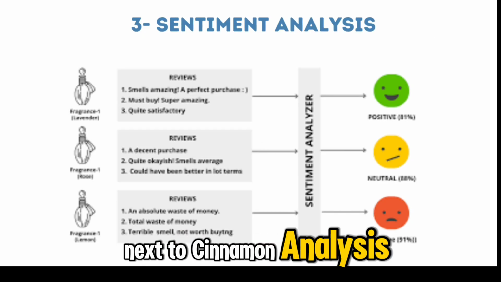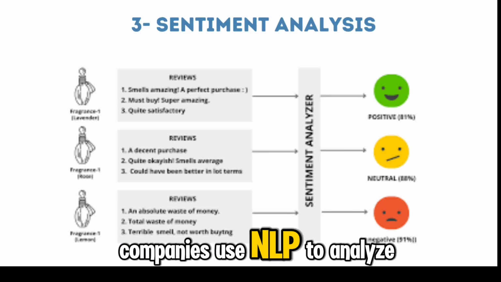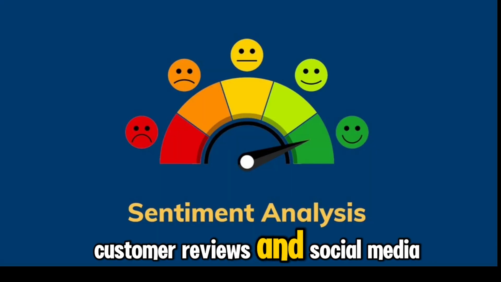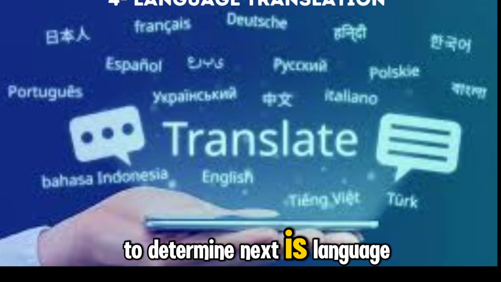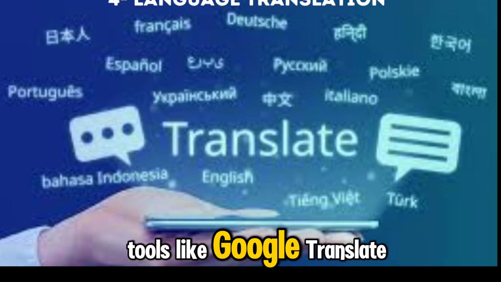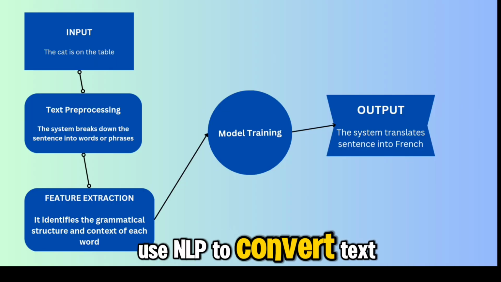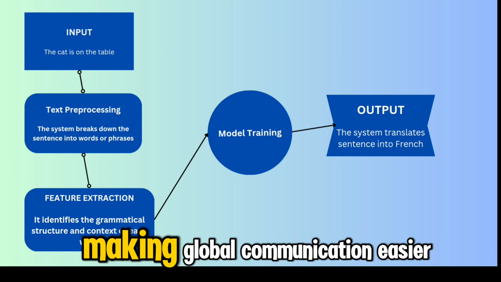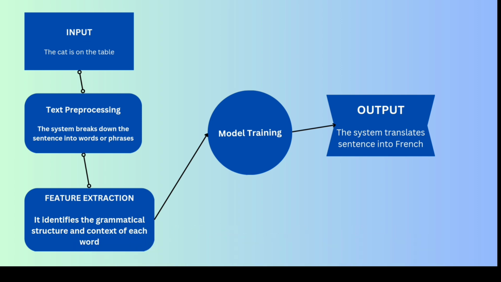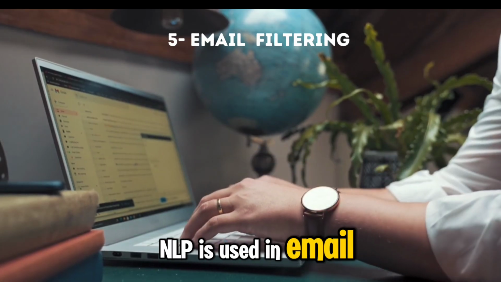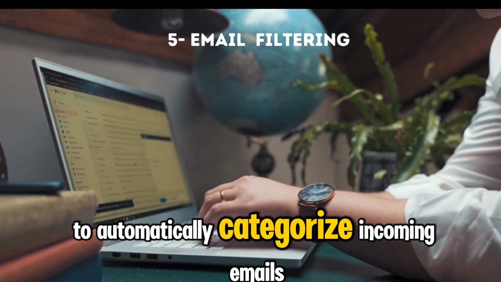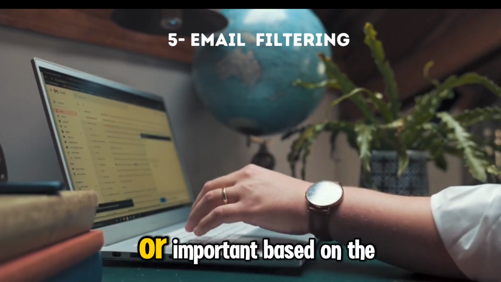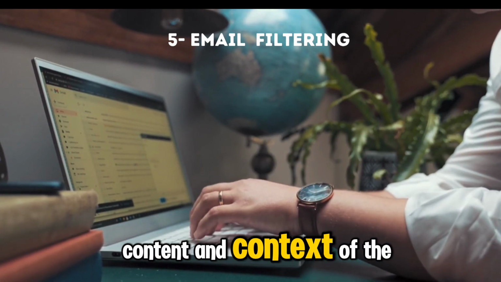Next is sentiment analysis. Companies use NLP to analyze customer reviews and social media posts to determine. Next is language translation. Tools like Google Translate use NLP to convert text from one language to another, making global communication easier. NLP is used in email filtering to automatically categorize incoming emails as spam or important based on the content and context of the messages.